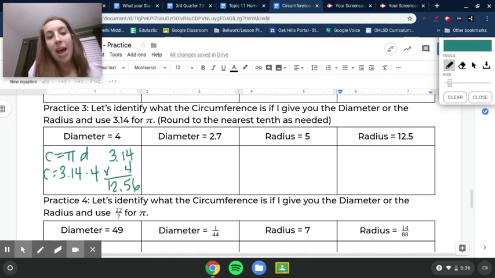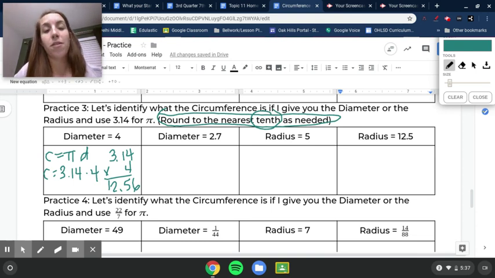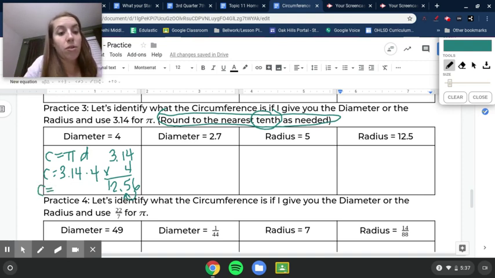12.56. However, if you notice this was in parentheses over here, they tell you to round it to the nearest tenths. The tenth place is the first decimal number. So if you look, 5 is in my tenth place, so I have to look at my 6 to determine if it's going to bump up or stay the same. 6 tells the 5 to bump up, so C is equal to 12.6.